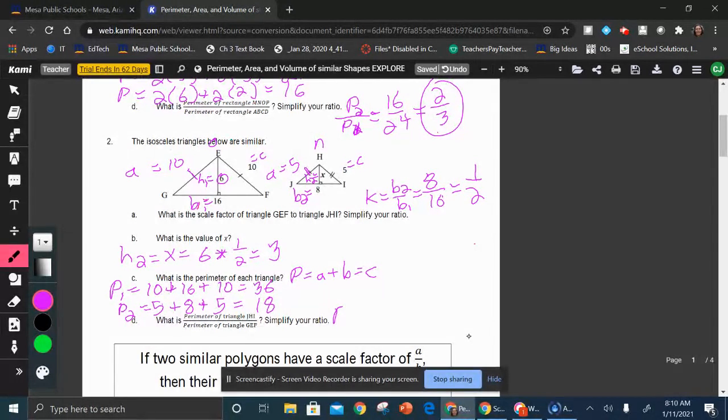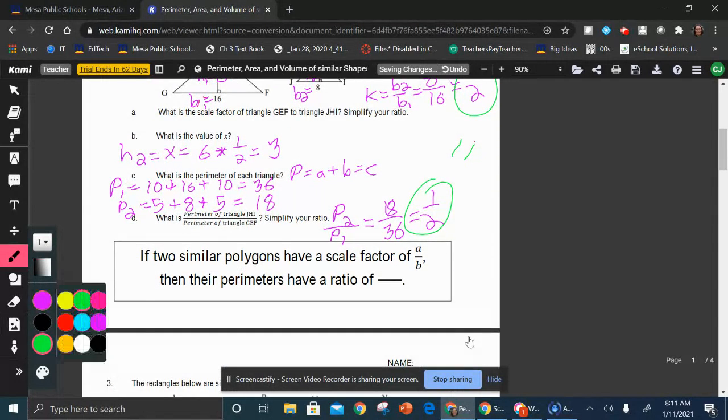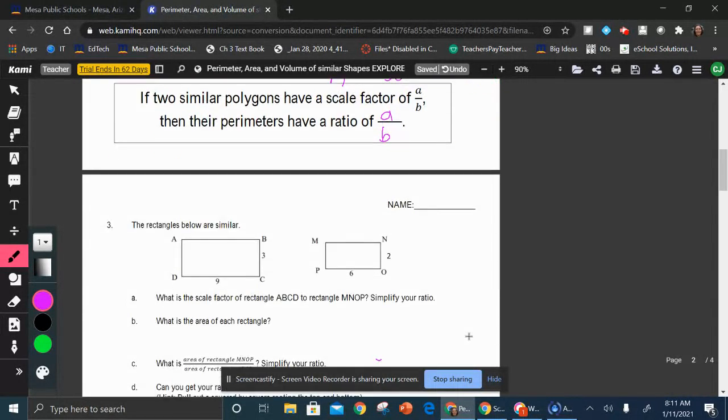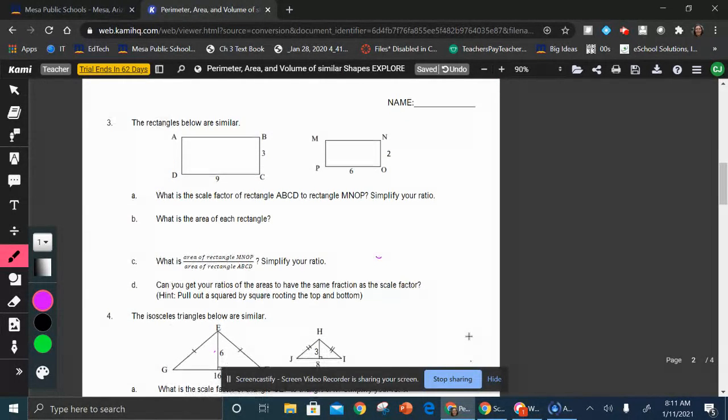Okay, so it says simplify your ratios. Perimeter 2 over perimeter 1. So 18 over 36. You can divide both of them by 18 to get 1/2. Okay, so notice that our scale factor and the ratio of the perimeters are congruent. Okay, so A over B. So if 2 similar polygons have a scale factor A over B, then their perimeters have a ratio of A over B.